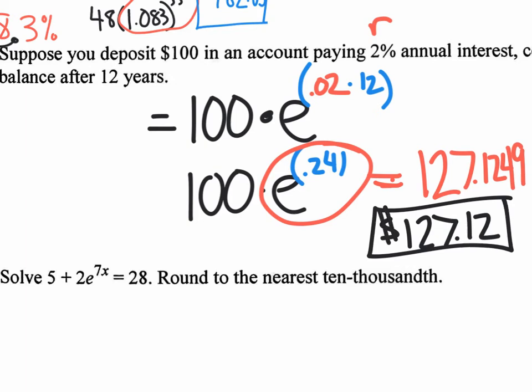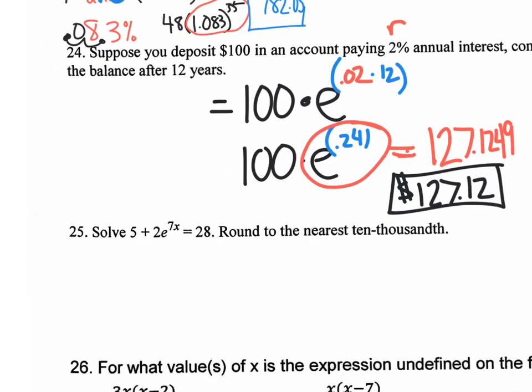So if you put $100 into a bank account that gives you 2% interest, after 12 years, you'll make a whopping $27.12. That does sound realistic. Okay.